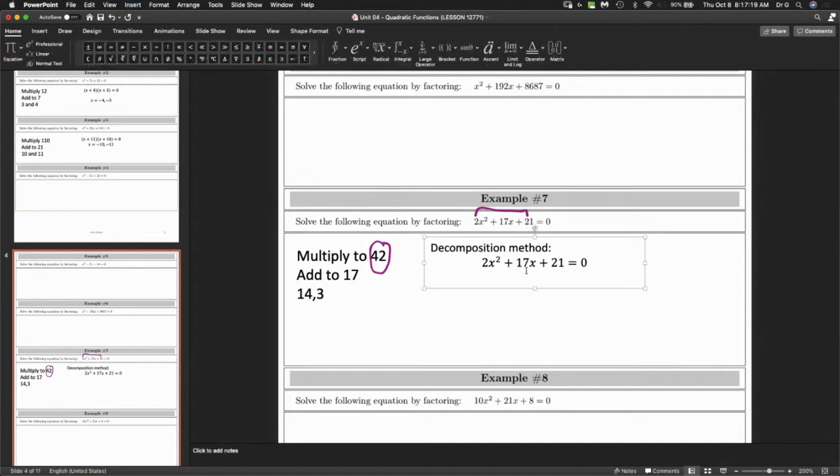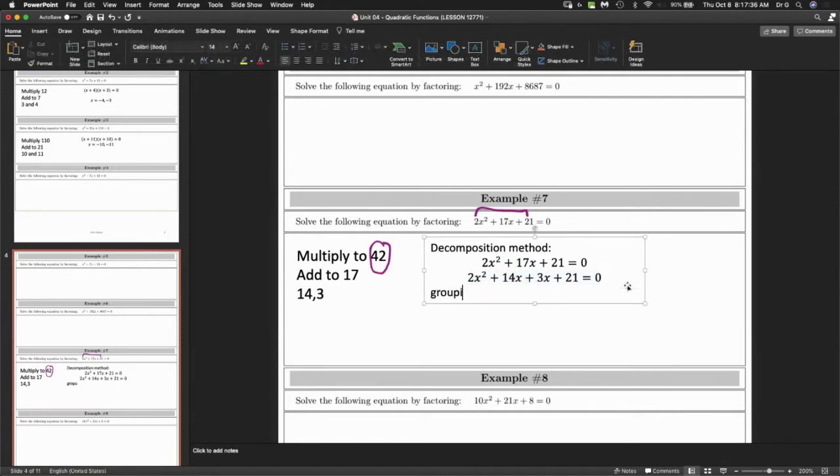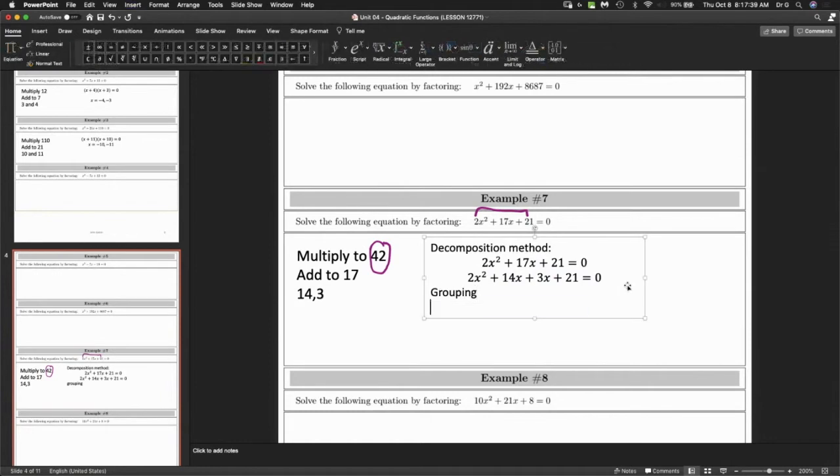So in the decomposition method, what you do is you put 14x and 3x in the middle. So what you're doing is you're taking the 17x and you're decomposing it or breaking it down into those two. And then what you can do is grouping. You take the first two terms and you can take out an x and a 2. And from the second two terms, you can take out an x and, sorry, a 3, and you're left with x plus 7.